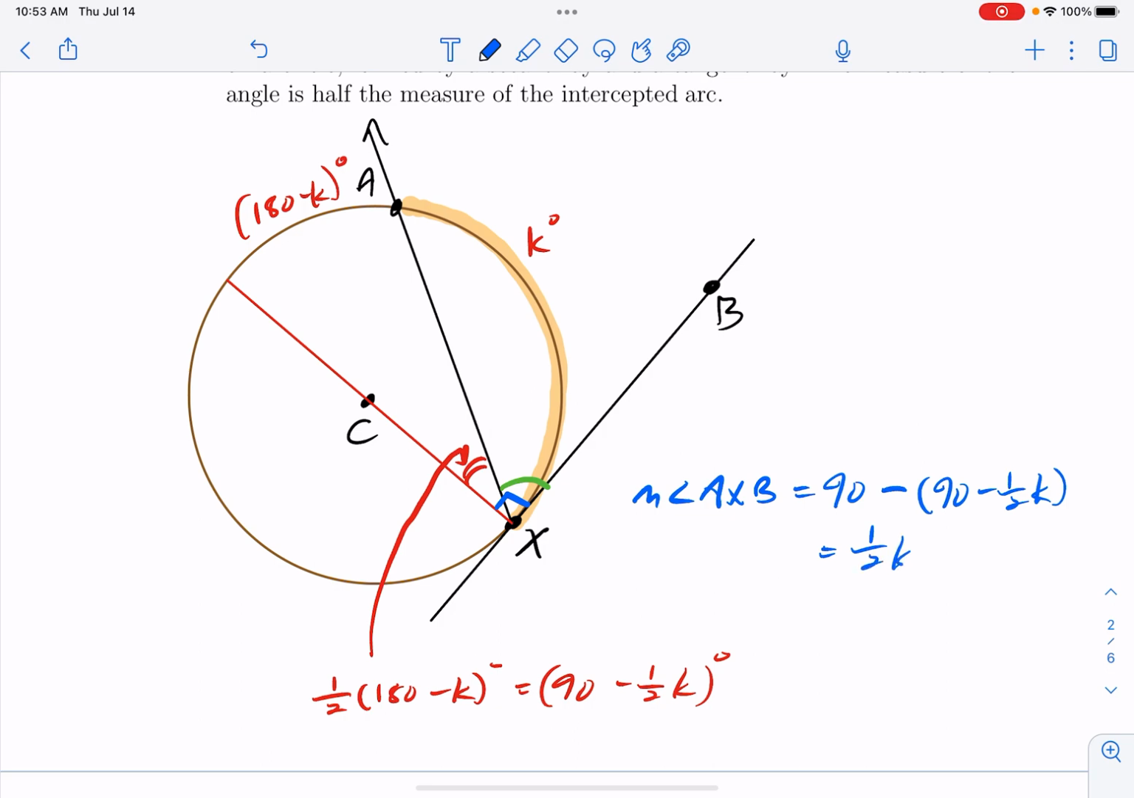And that works out to 1/2 of k. So it's actually the same rule we saw before. If you have this arc and you have this angle with its vertex on the circle, the measure of that angle is half the measure of its intercepted arc. This is not literally the same setup, but the rule is still take half as much. Let's look at a couple of other rules.